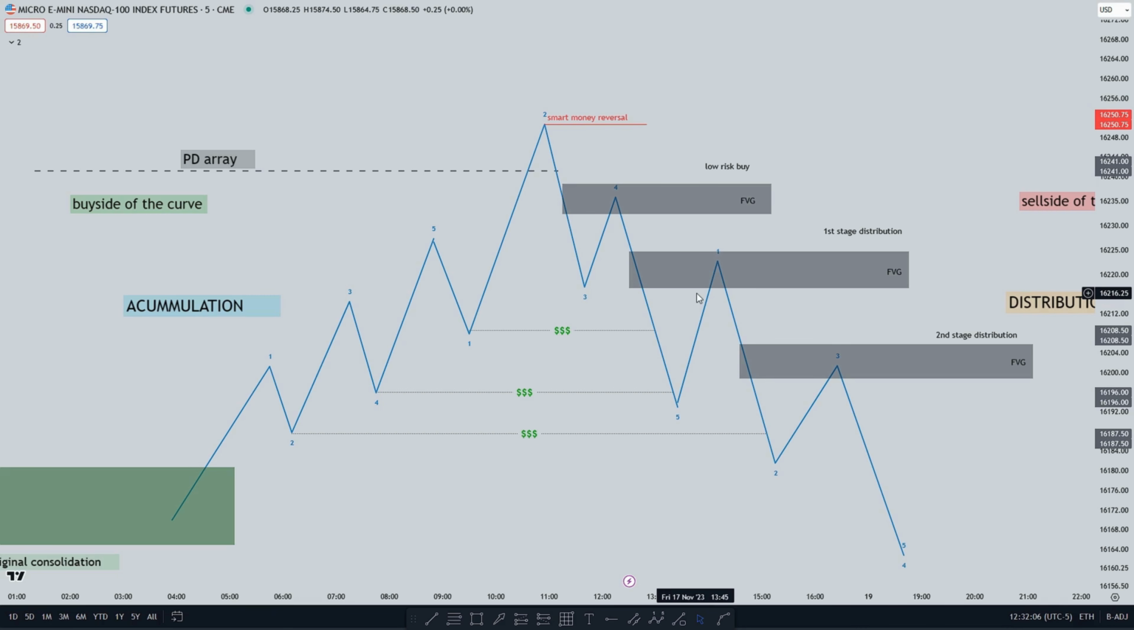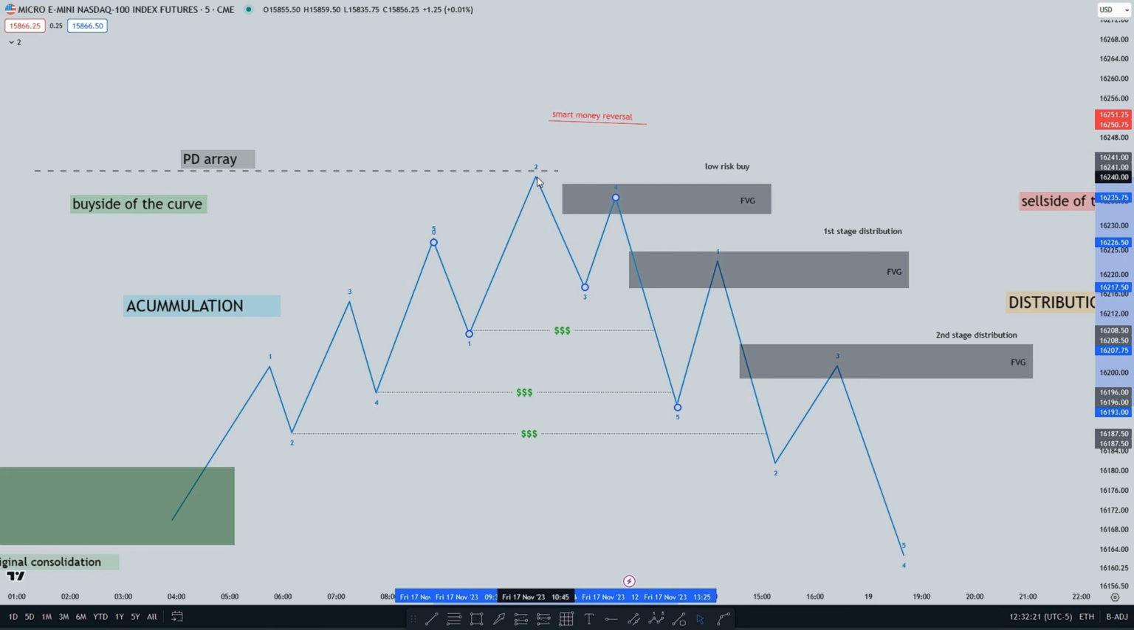I also look for a SMT whenever we have a smart money reversal. And in one of my recent videos, I talked about what a SMT is. So let's say on the S&P 500, this PD array is buy side liquidity. On the S&P 500, we take out this buy side liquidity, but on the Nasdaq, we fail to take out this buy side liquidity. So then I could be expecting a reversal.